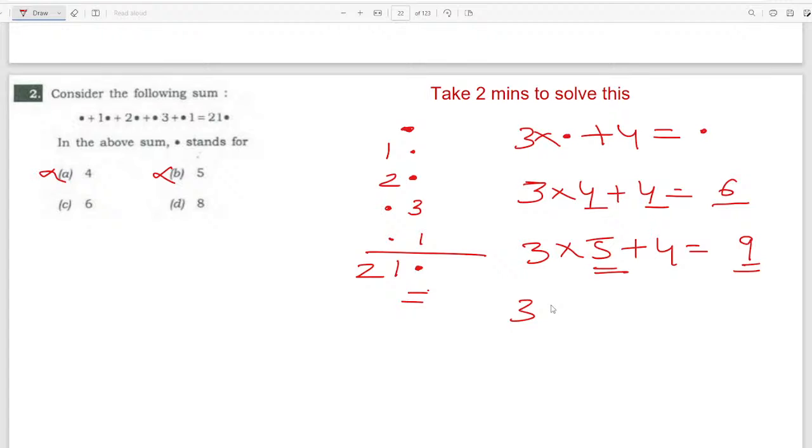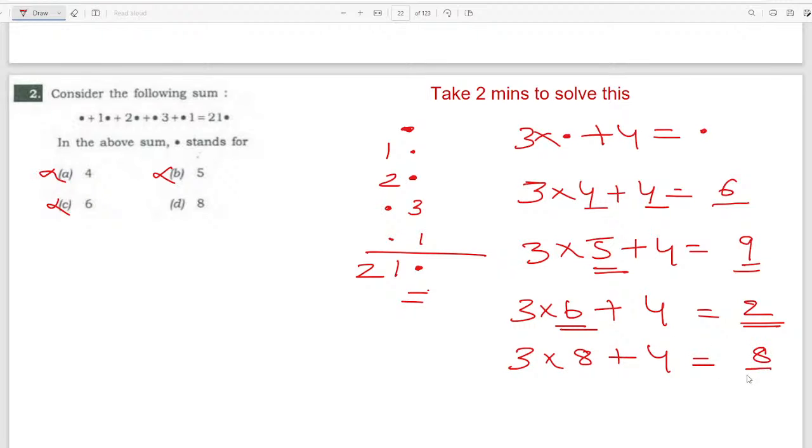3 into 6, 18 plus 4, 22. So the unit digit is 2. Again, this is not matching here. So this is also wrong. 8. 3 into 8, it's 24 plus 4, 28. This is 8. So this 8 and this 8 is matching. So this dot will match here.